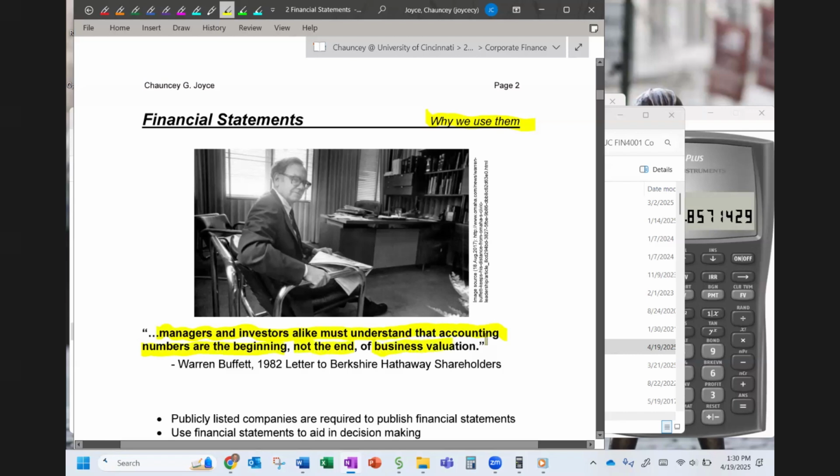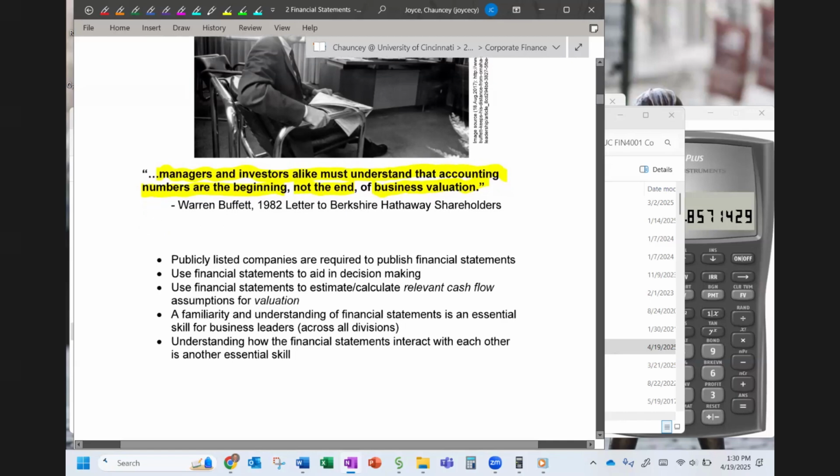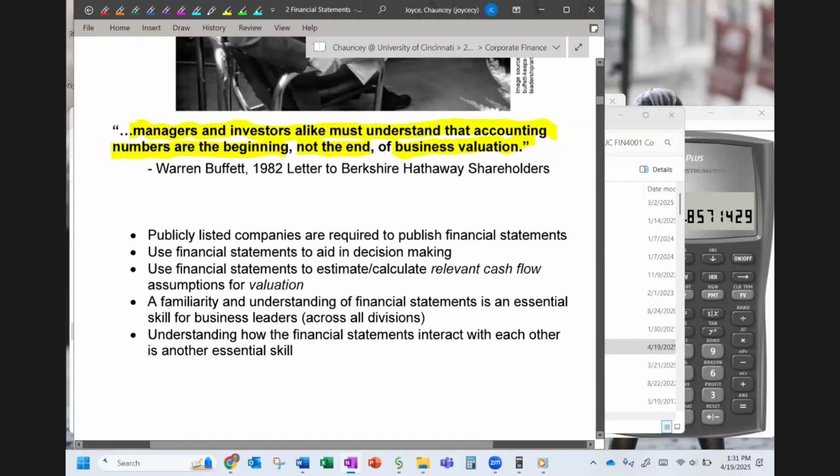So here's a list of reasons why we use financial statements. Publicly listed companies are required to publish financial statements. We use financial statements to aid in decision making. We use financial statements to estimate and calculate relevant cash flow assumptions for valuation. That's very important for finance. And a familiarity and understanding of financial statements is an essential skill for business leaders across all divisions.